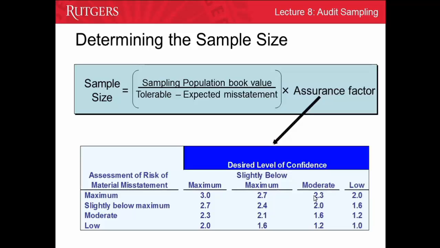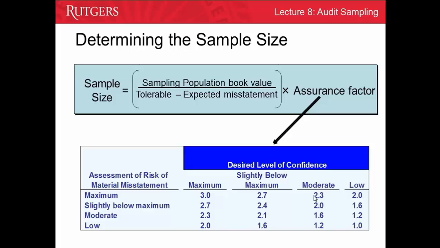When determining the sample size, the auditor should consider the level of desired confidence, the risk of material misstatement, the tolerable and expected misstatements, and the population size. While an auditor may determine a non-statistical sample size by using professional judgment, auditing standards indicate that the sample size for statistical and non-statistical sampling should be similar.